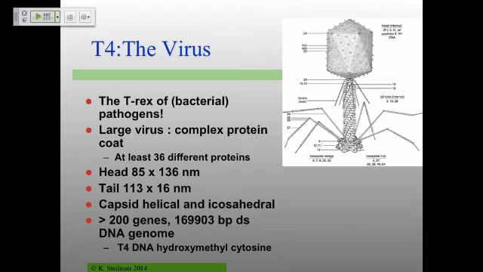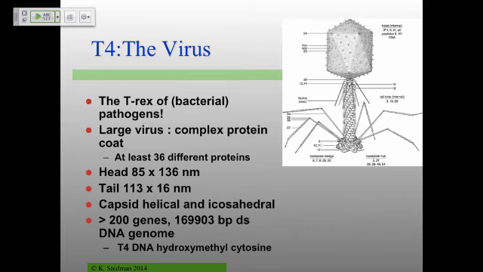So you have the major capsid protein up here, which does most of that structure. And these are the minor capsid proteins that are either stuck on the outside or at the five-fold axis of symmetry, and particularly at the vertex here where you have the injection. There are hundreds of genes present in this genome, approximately 170 kilobase pairs in size, and of course, as we mentioned before, hydroxymethylcytosine, which is there.